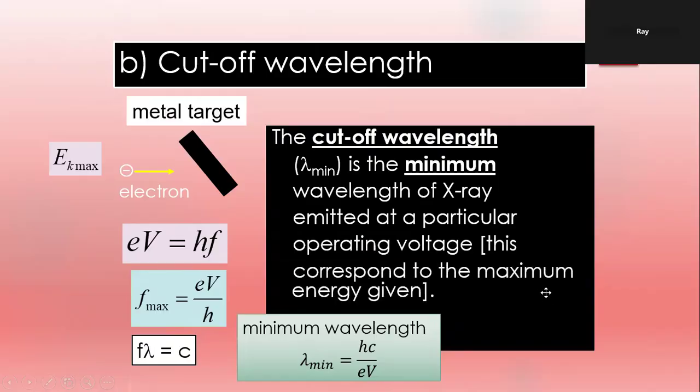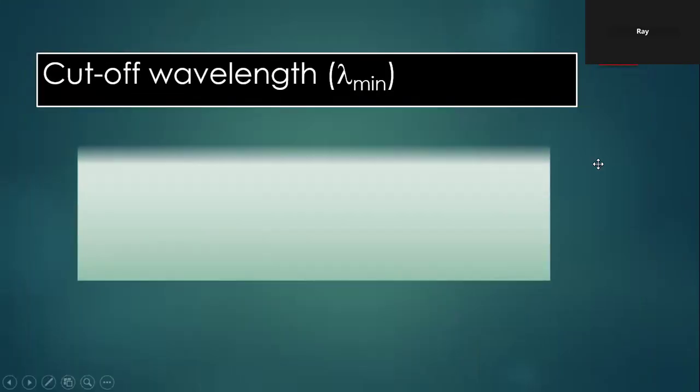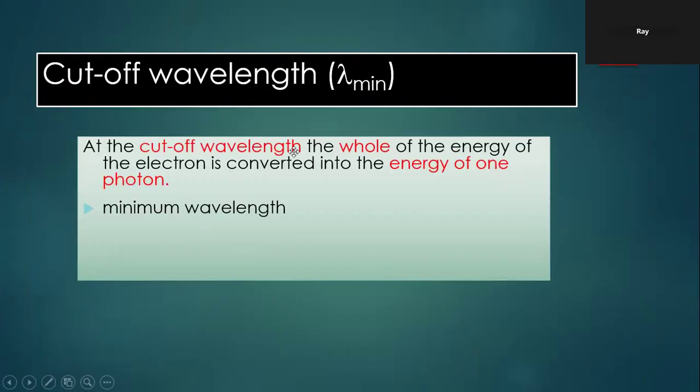Any comment or anything that's not clear? Anything you want to ask? Okay. So the wavelength is continuous. That's all we know, from minimum wavelength to large wavelength. So the minimum is where all the energy of the electron is given to produce the X-ray. At the cutoff wavelength, the whole energy of the electron is converted into the energy of one photon. Okay? That's the minimum wavelength.